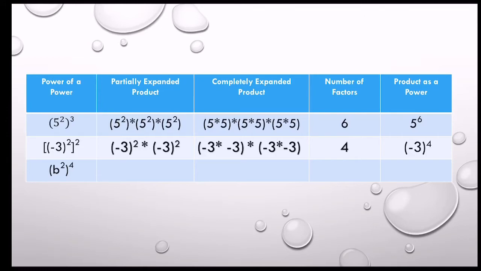Finally, I have a variable. If you look at this variable, I have 4 b squareds. I'm then going to expand that and count how many b's I have. You have 8. So this is b to the 8th.